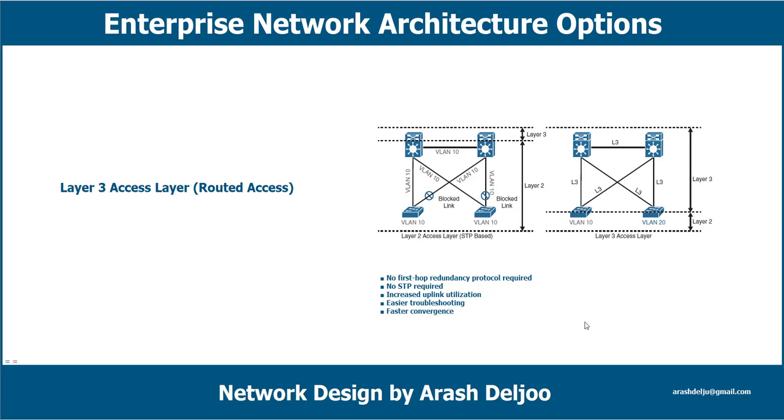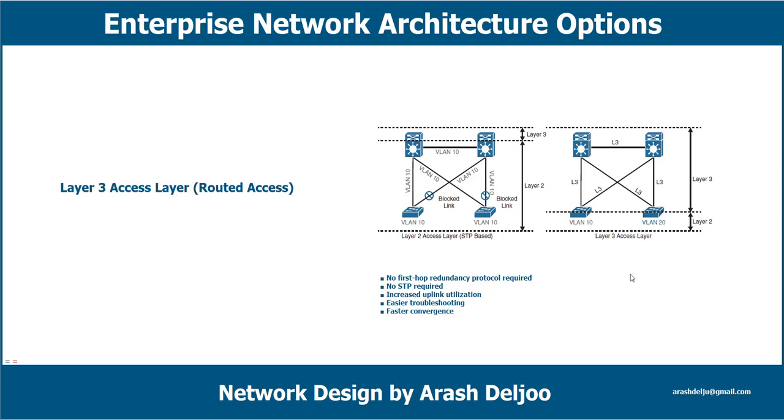And also here we have faster convergence. You know that STP does not have, for example, a fast convergence time. You need to use RSTP, or Rapid STP. But because between the layer 3 access layer switch and the distribution switch we have layer 3 links, we can use, for example, EIGRP, or Enhanced Interior Gateway Routing Protocol, and also OSPF, Open Shortest Path First, for routing. Because of that, we will experience a faster convergence time. Actually, it means that the network will be faster. Okay, these are the layer 3 access layer benefits.